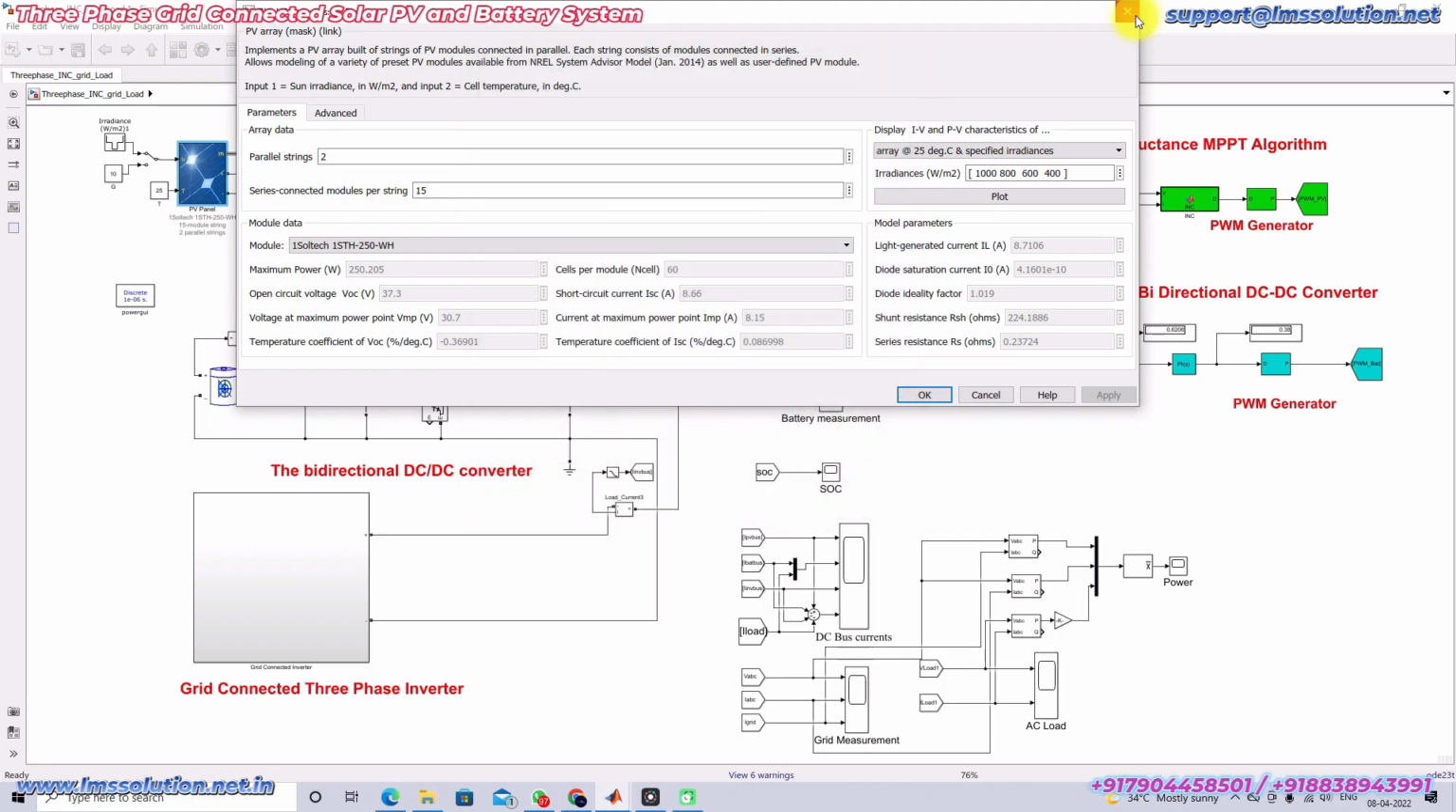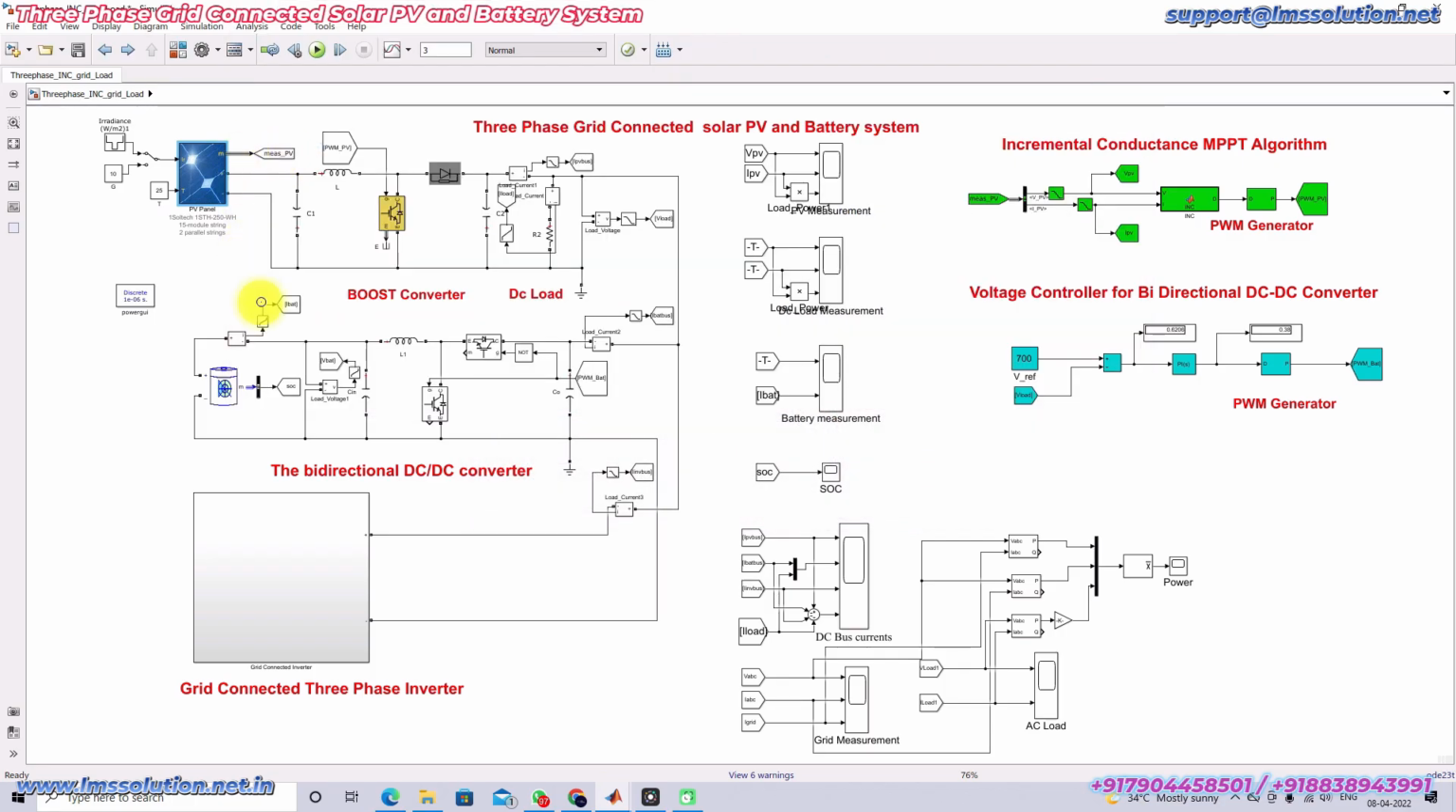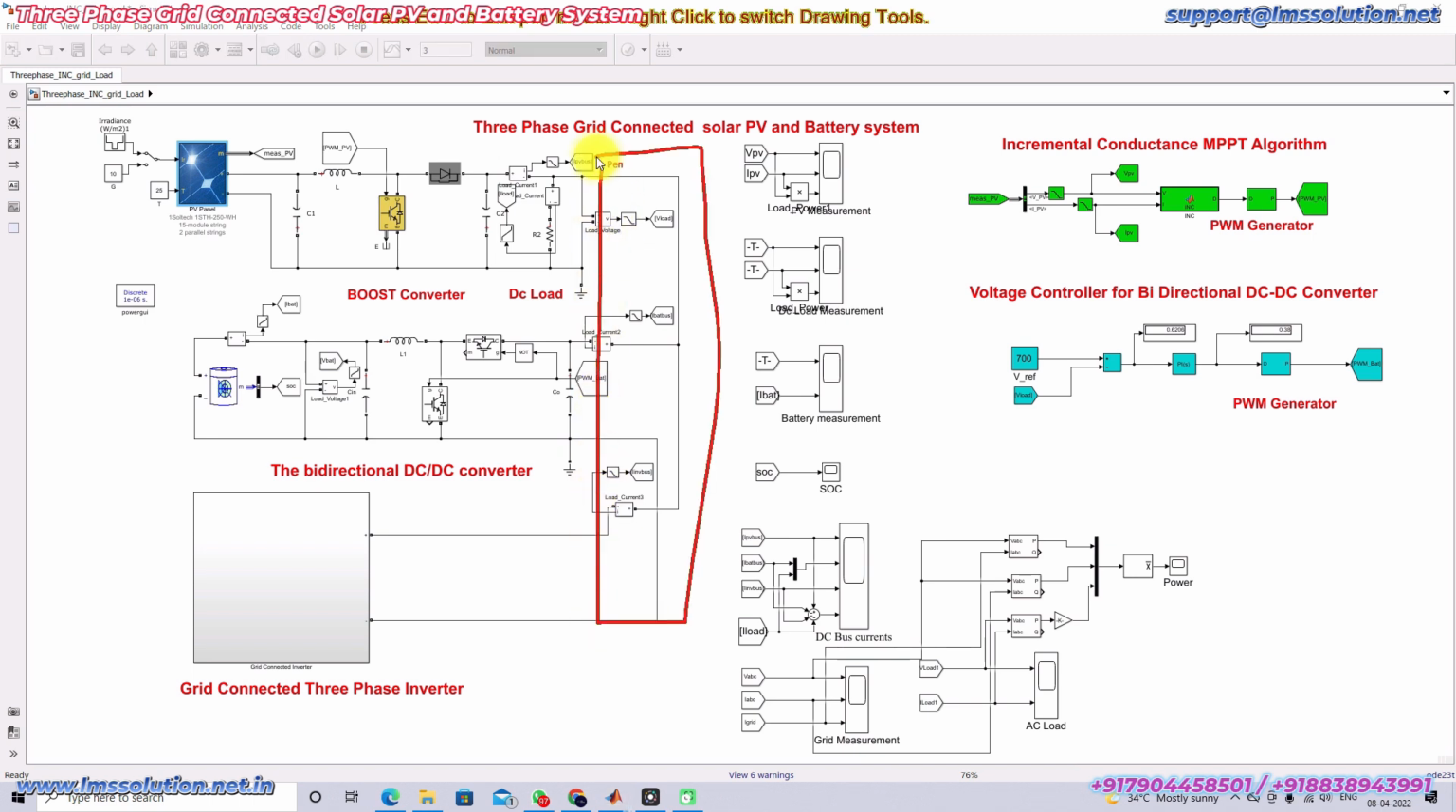Okay. So next process, here we are going to connect the solar PV to the DC bus. So this is going to be considered as a DC bus in the three-phase grid connected solar PV and battery systems. So we need to design this boost converter, because the boost converter is connected between solar PV and the DC bus as well as the DC load. So we need to design this boost converter.